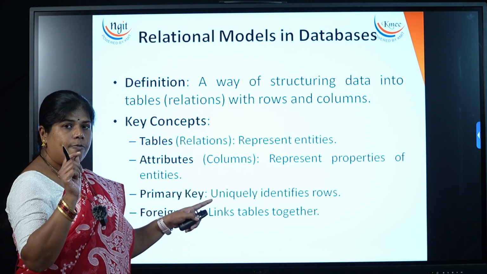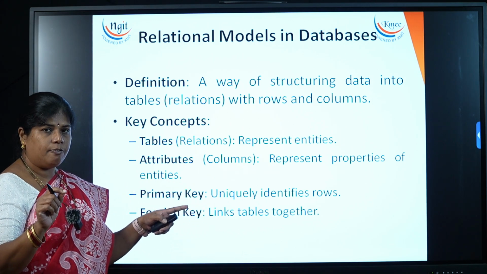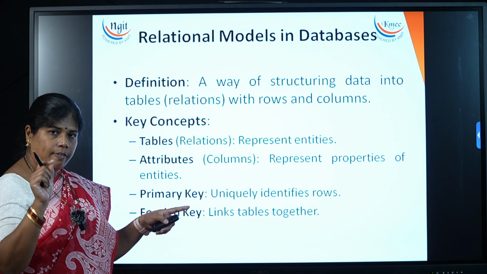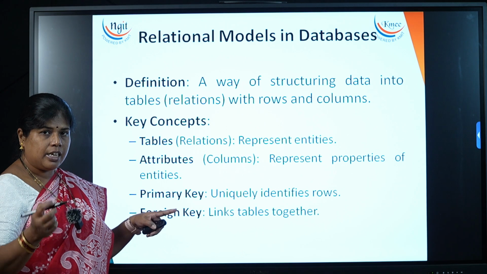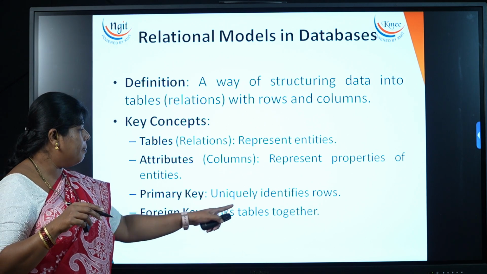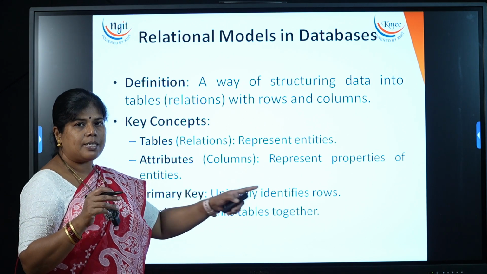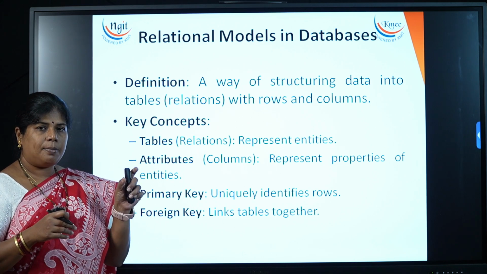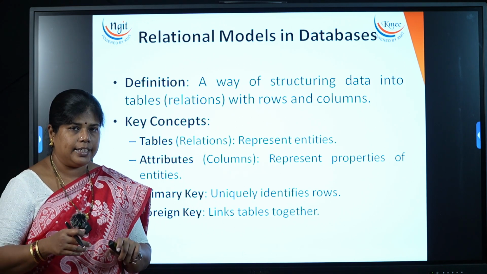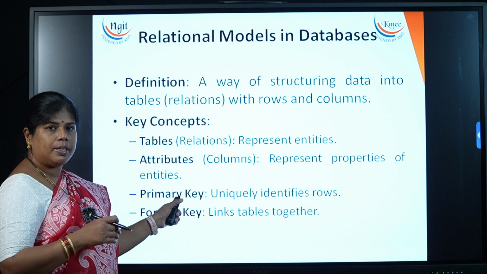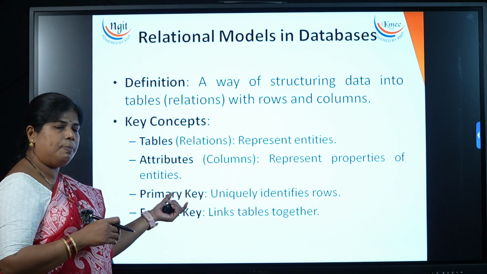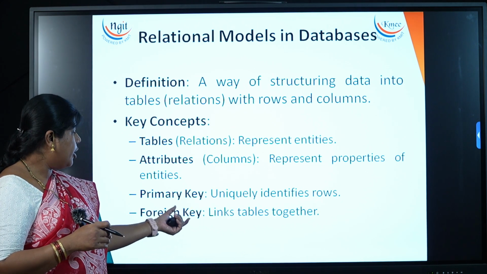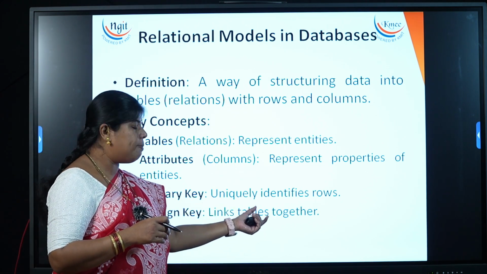Then every entity is identified by some unique value. That is the primary key. Because of the primary key, every row becomes unique. For example, if you are taking customer as an entity, then customer ID will become the primary key. If you take account as an entity, then account number will become the primary key. Now, a foreign key links tables together.